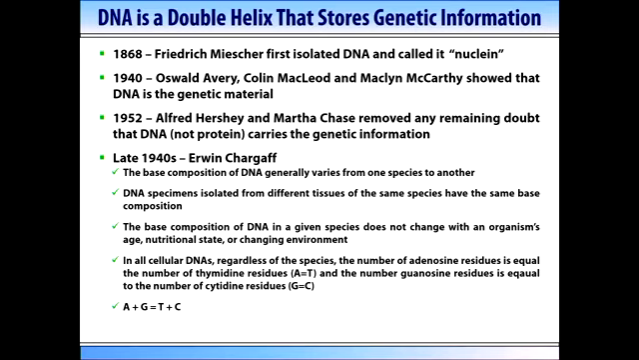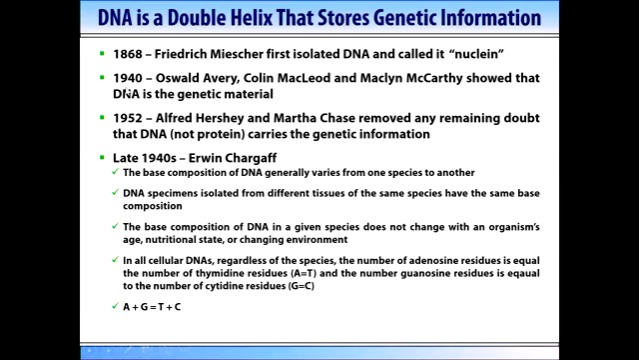We all know DNA as a double helix that stores the genetic information. However, it wasn't always like that. We didn't have that knowledge at all times. It was for the first time in 1868 when Miescher first isolated DNA and called it a nuclein. At the time, nobody even knew what the nuclein is all about, like what it is made of.